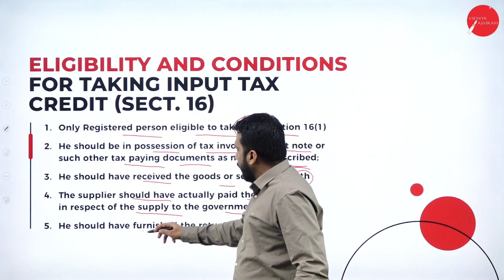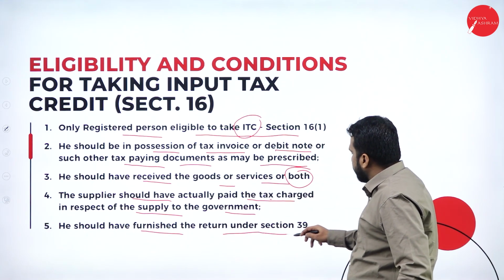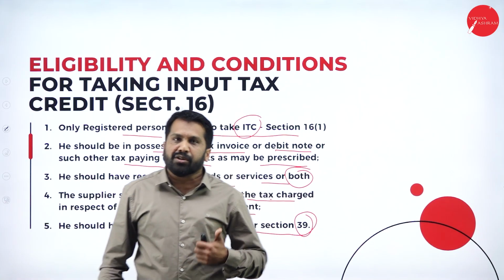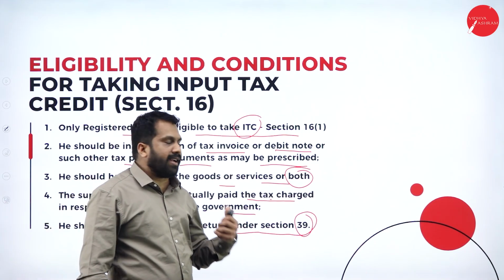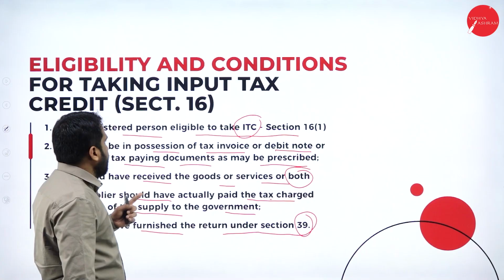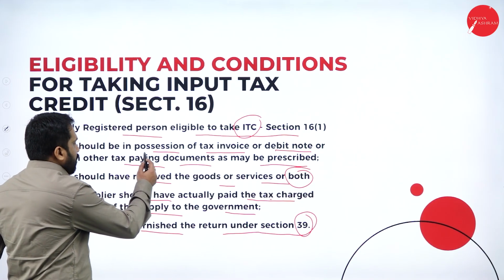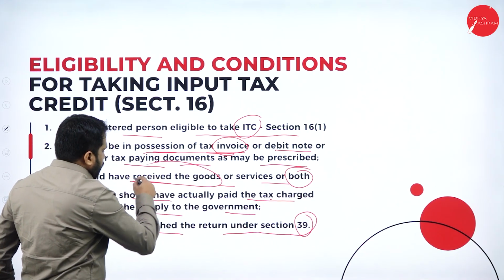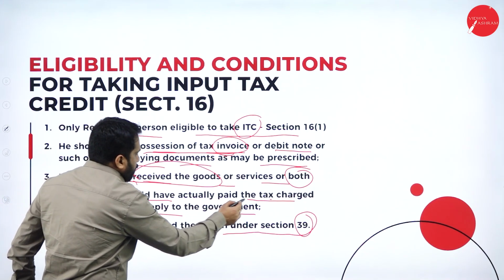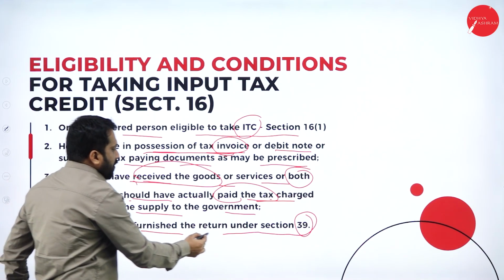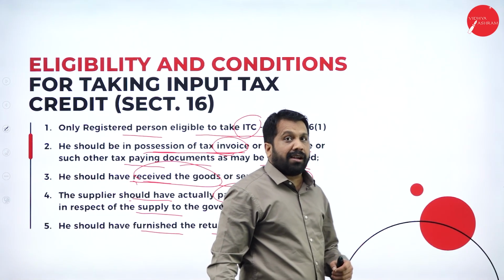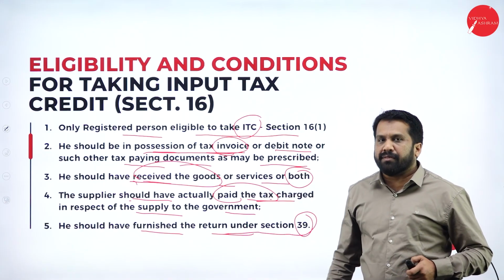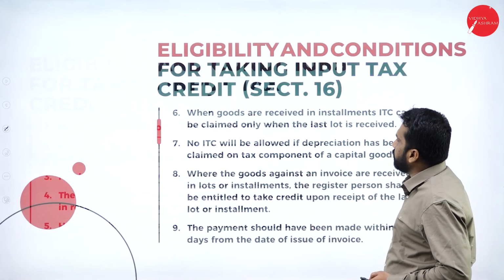Then he should have furnished the return under Section 39. The GST return has to be filed to claim input tax credit. Again, I'll repeat this. First, he is eligible only on possession of the invoice. Then he must have received the goods. He should have actually paid the tax. And the last one, the return is already filed. After doing all this, he is eligible for input tax credit.